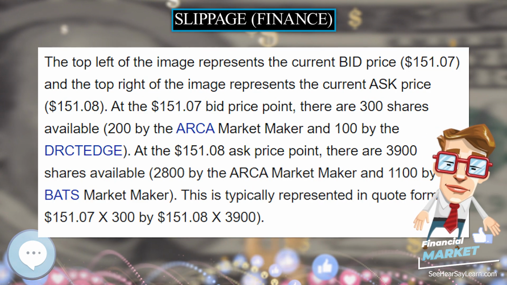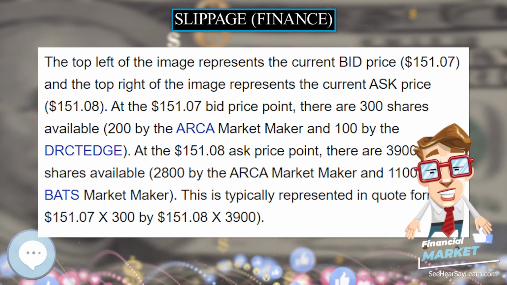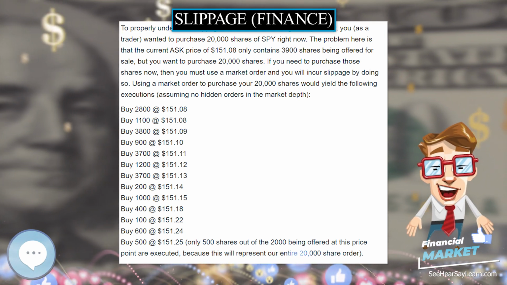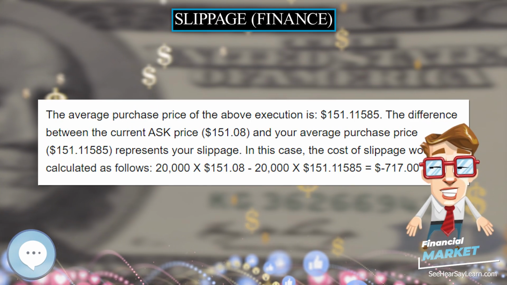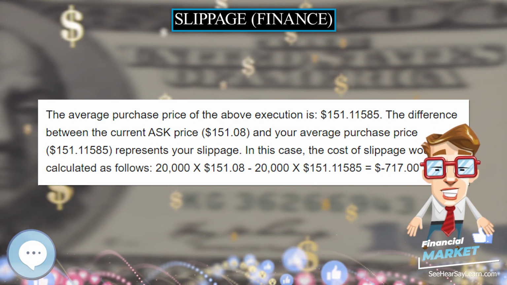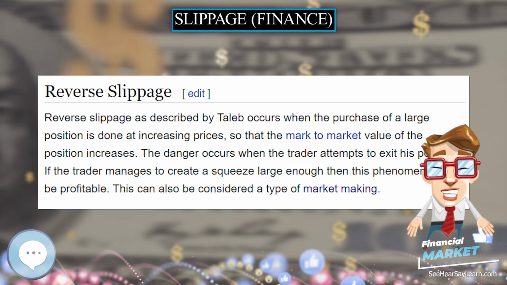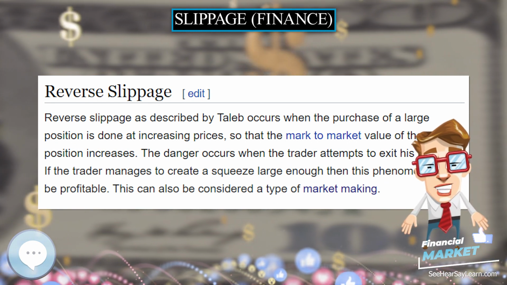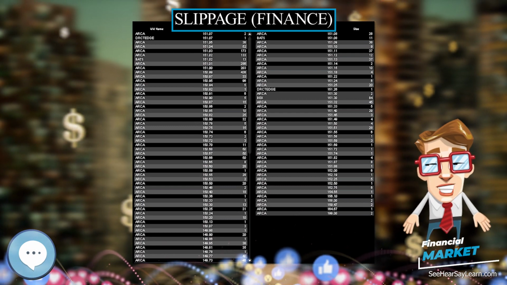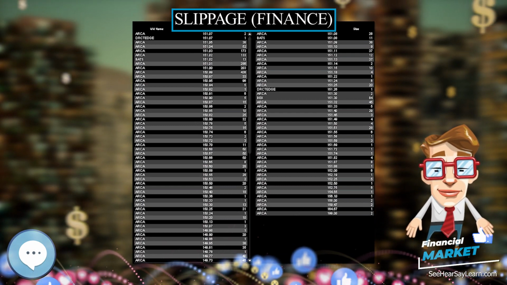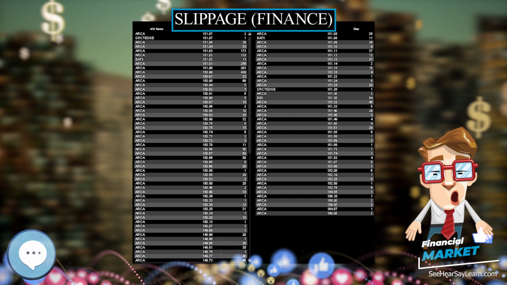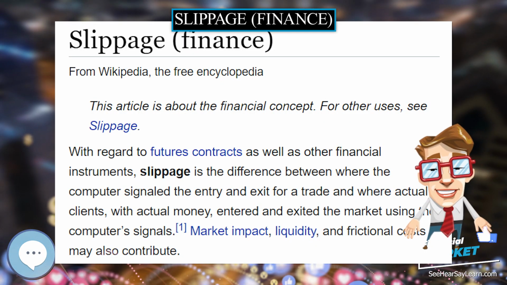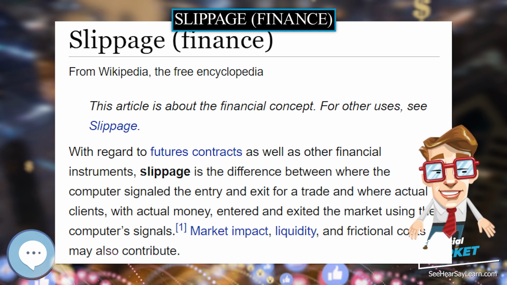Say, you, as a trader, wanted to purchase 20,000 shares of SPY right now. The problem here is that the current ask price of $151.08 only contains 3,900 shares being offered for sale, but you want to purchase 20,000 shares. If you need to purchase those shares now, then you must use a market order and you will incur slippage by doing so. Using a market order to purchase your 20,000 shares would yield the following executions, assuming no hidden orders in the market depth.